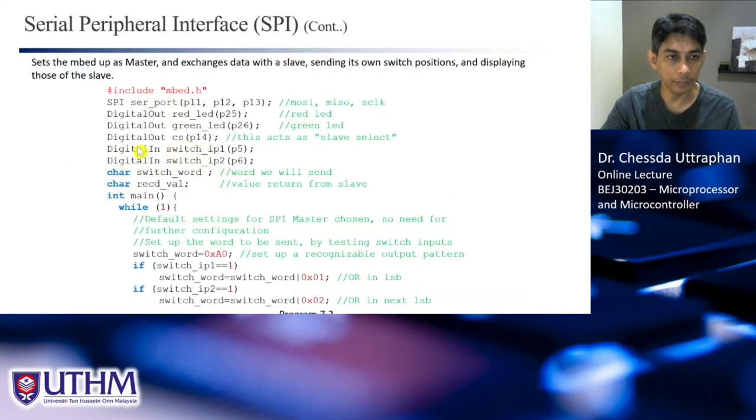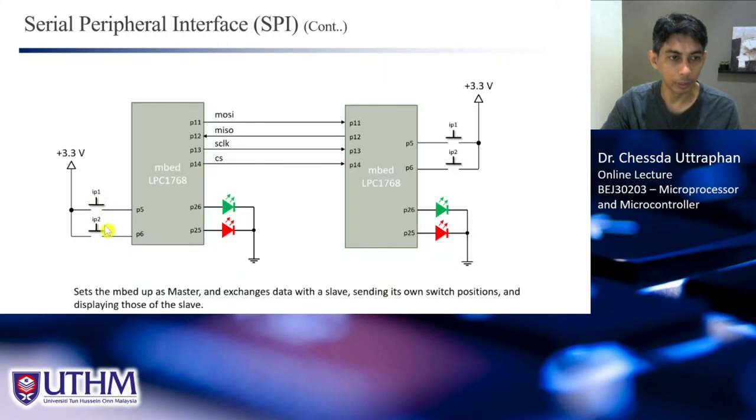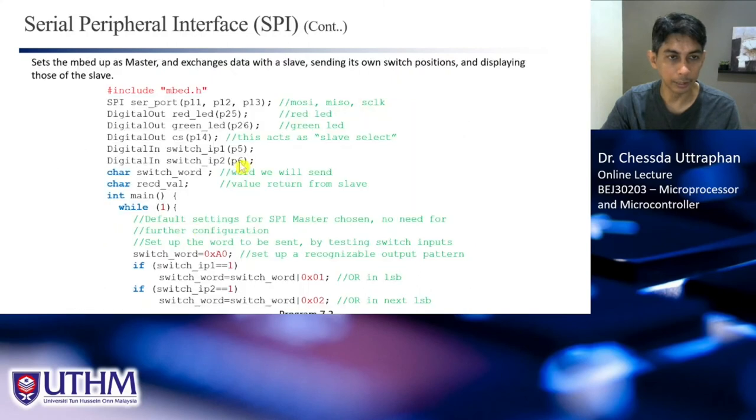Right, and we have digital in P5, IP1, and IP2, P6. And we have two variables here. This one is to save the condition of the switch. This one is to receive the condition of the switch from the second microcontroller, which is the slave.